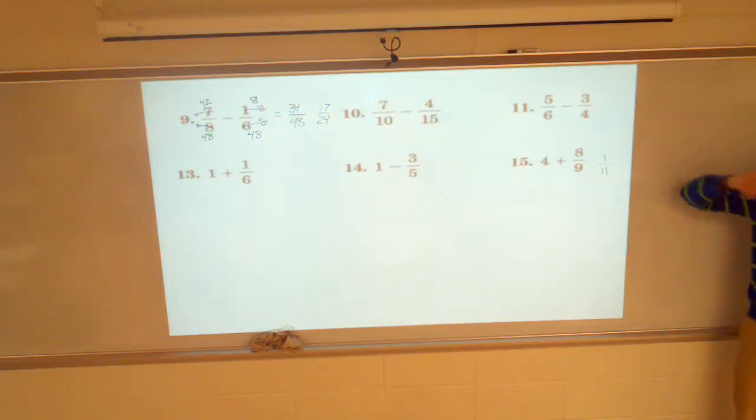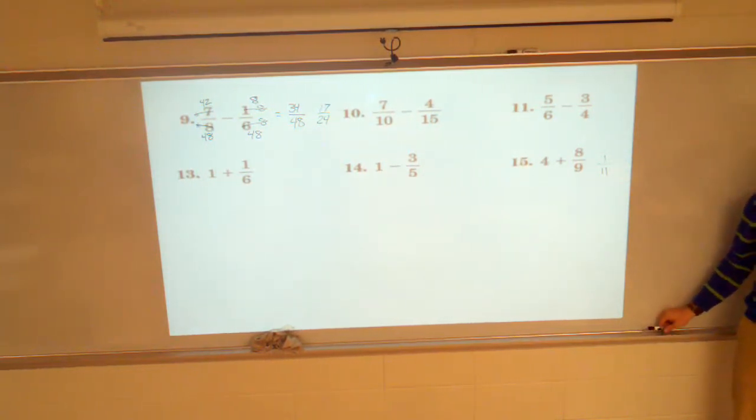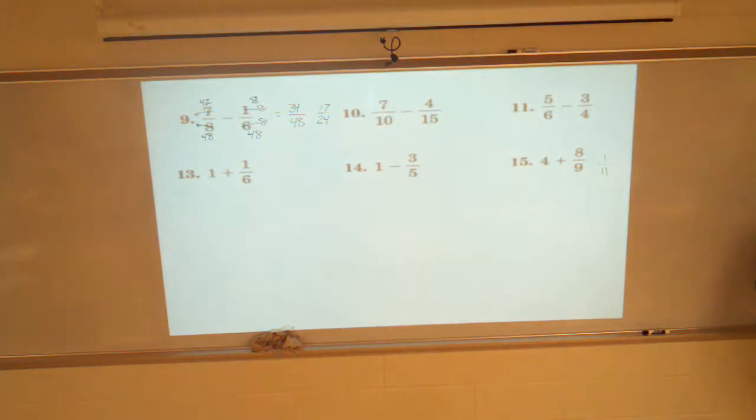All right? Do number 11 for me. You can either find the least common multiple, or you can multiply the first one by 4 and the second one by 6.